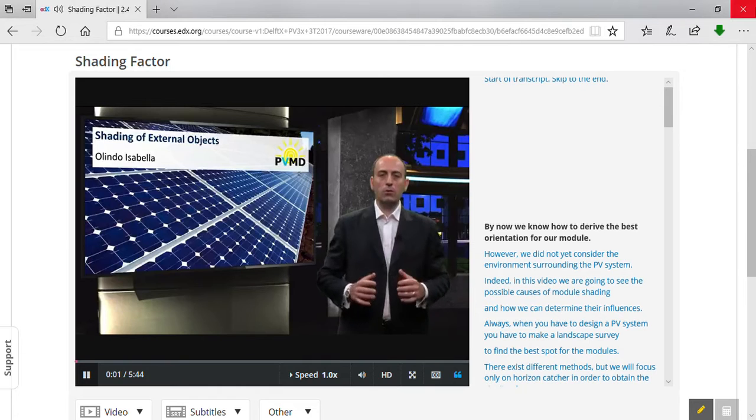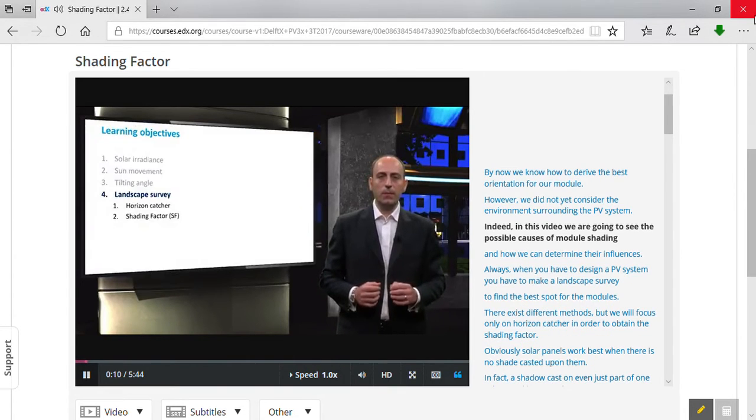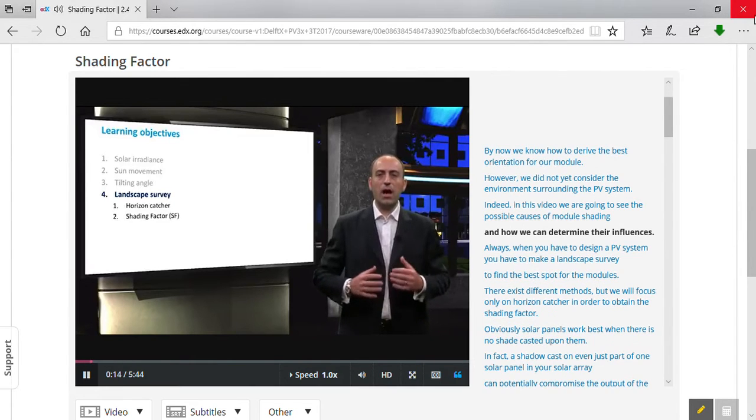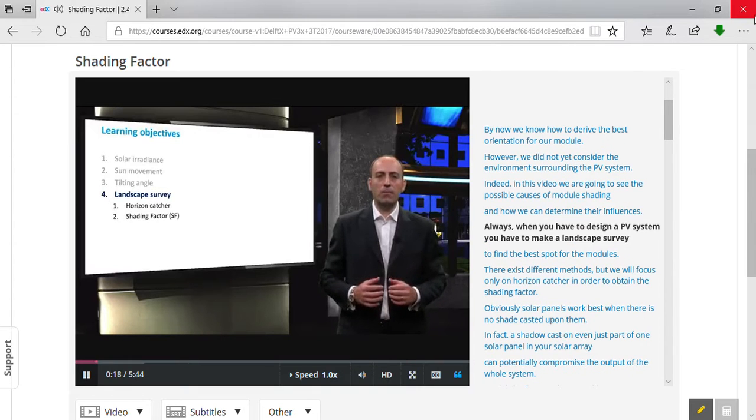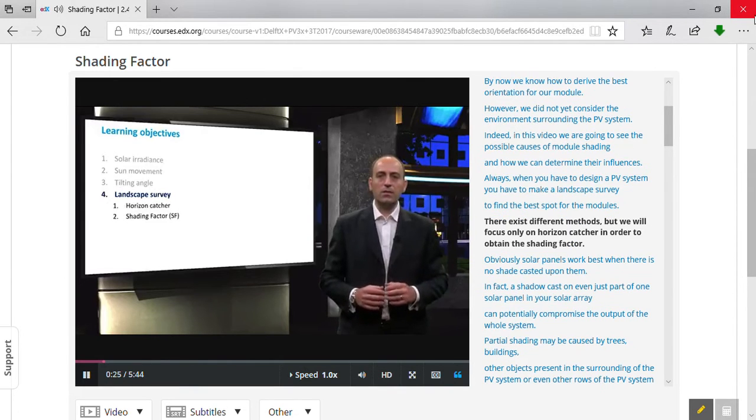By now we know how to derive the best orientation for our module. However, we did not yet consider the environment surrounding the PV system. Indeed, in this video we are going to see the possible causes of module shading and how we can determine their influences. Always, when you have to design a PV system, you have to make a landscape survey to find the best spot for your modules. There exist different methods, but we will focus solely on horizon catching in order to obtain the shading factor.